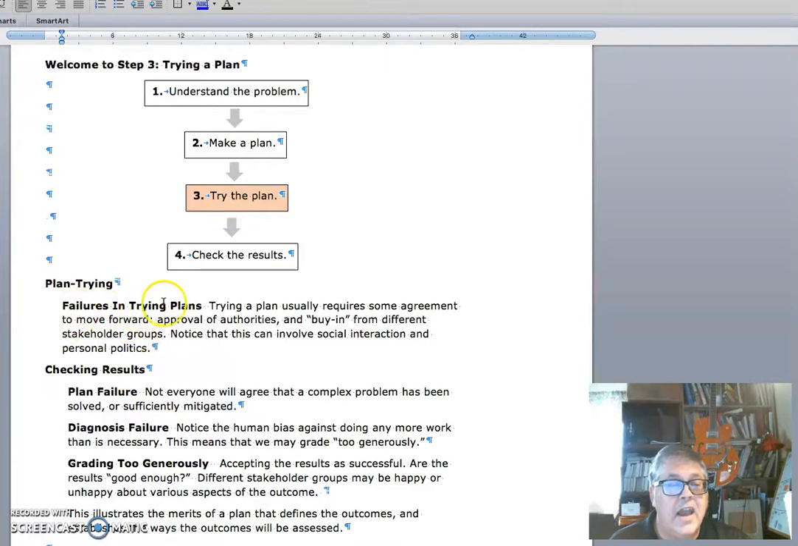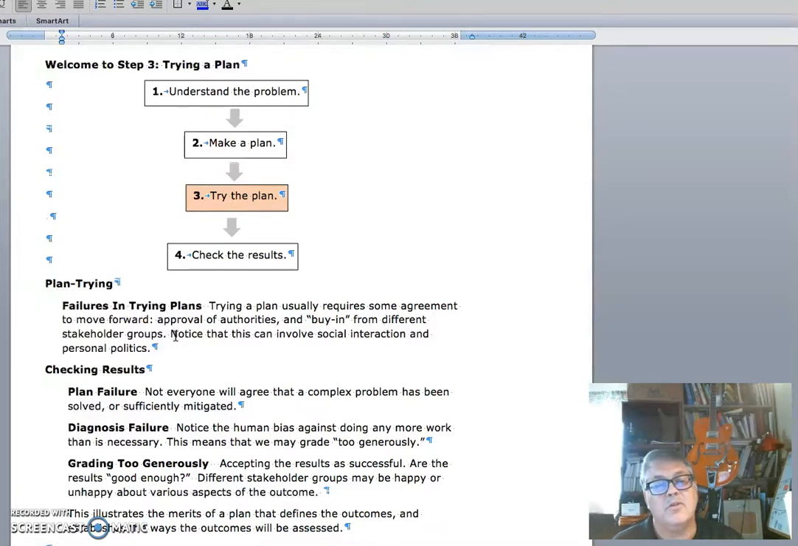When you fail to get to actually try the plan, it's usually because you couldn't get enough agreement, enough consensus, enough approval for people to buy in, in order to get the final approval of that plan so that you can actually try it.